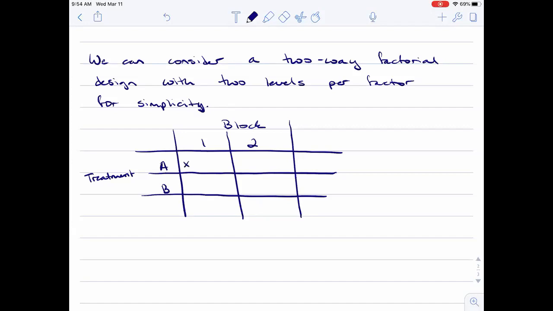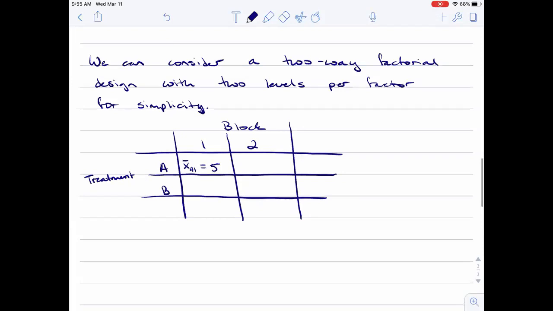So let's say here, I've got some X bar and I'm in row A, column 1. And let's say we have a mean observation here of 5. In here, I've got X bar, row A, column 2. Let's say I've got a mean here of 15. Both from treatment A, but in block 1, I've got a mean of 5, and in block 2, I've got a mean of 15.